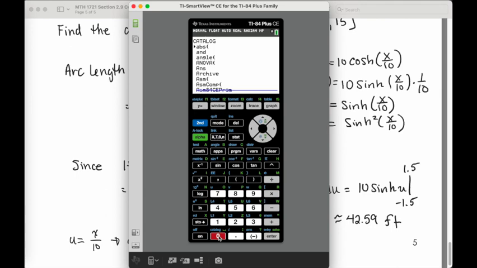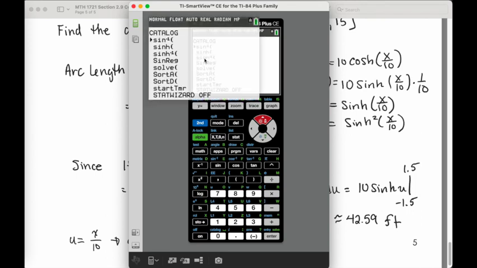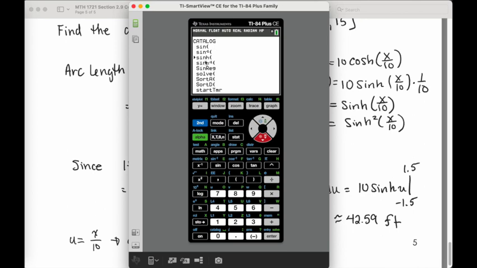Everything is listed in alphabetical order. So if I want to find hyperbolic sine h, I'm going to scroll down to the s's, and then I'm going to find sine h. Okay, so here it is right here, sine h, and then here's hyperbolic sine inverse right here. I'm going to choose hyperbolic sine, hit enter, and I'm going to put in 1.5. That gives me this value.